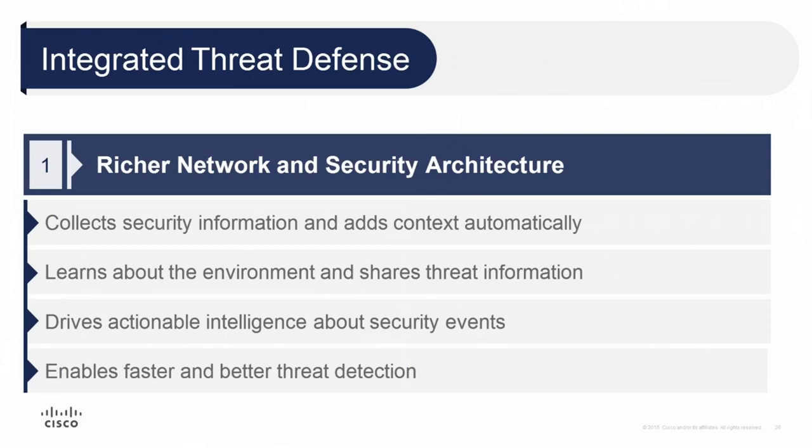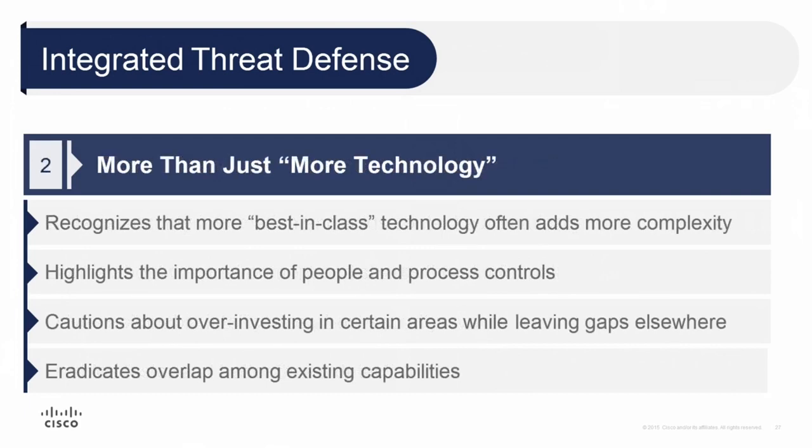But I mentioned things like the richer network and security architecture is about building that security into the network itself and leveraging those capabilities. Secondly, we talked about more than just technology. We can't keep throwing technology at the problem. So I think the other aspect of that is that it does emphasize the importance of having good people and process controls as well.